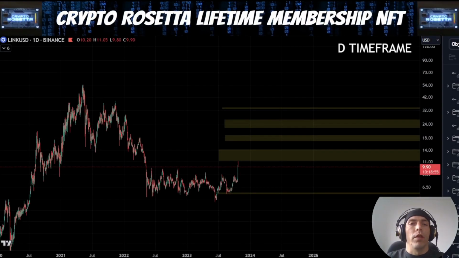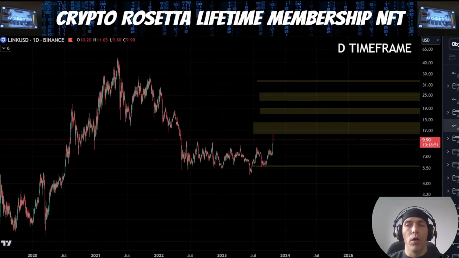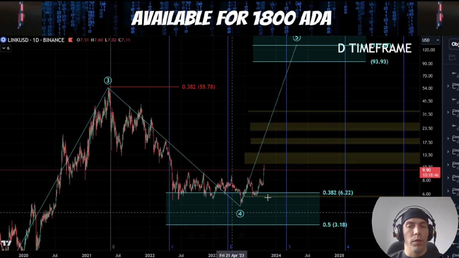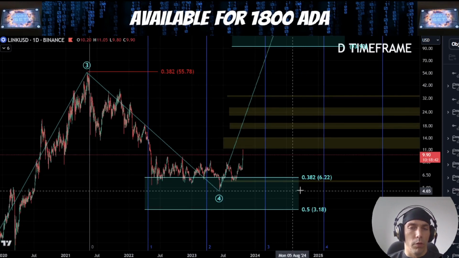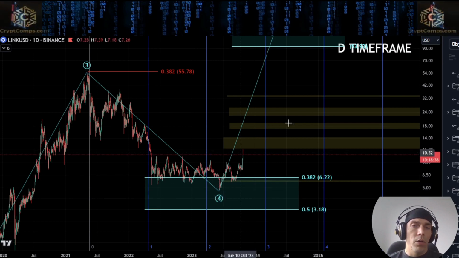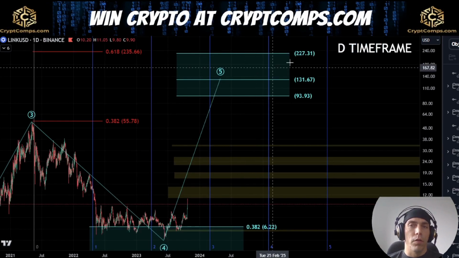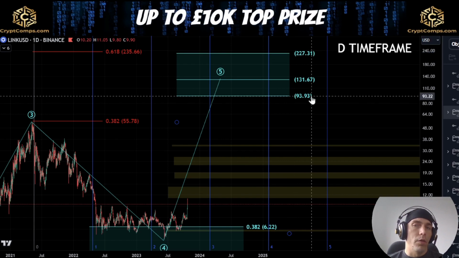Before we jump into the lower degree counting here, what we're going to talk about is some of our higher time frame ideas. Within an idea that we talked about in previous videos, we were talking about the possibility of this being a fourth wave. The target area we were looking for was between this 1382 and this 50%, and we have had a reaction from this area. If we are looking at this as a potential fourth wave completed, this could mean that we could be starting this next leg of this journey up towards this zone of this 227 to this 93.93.